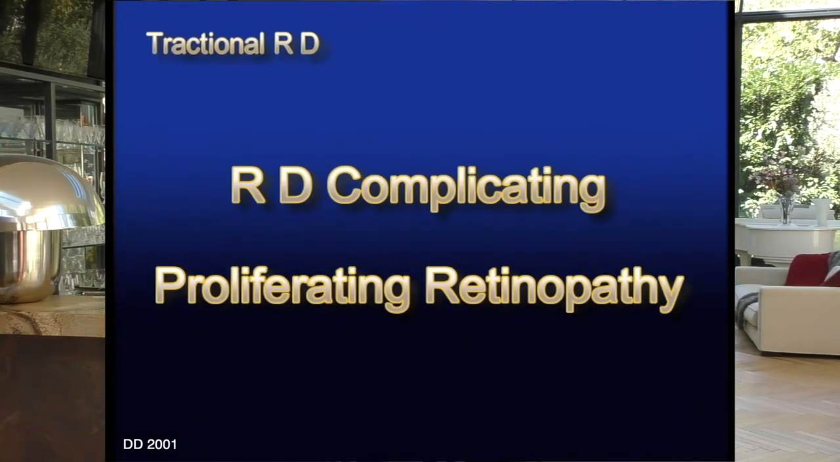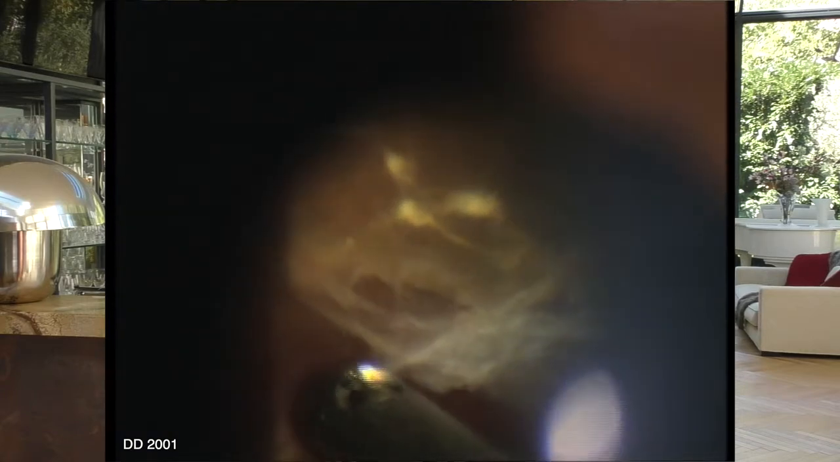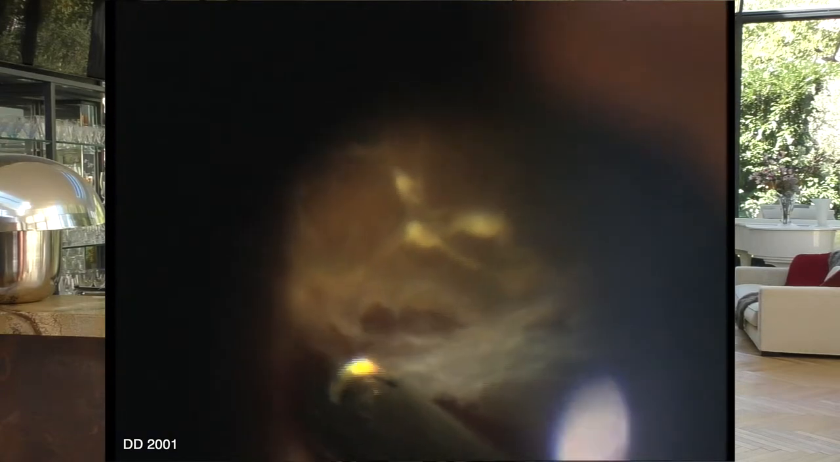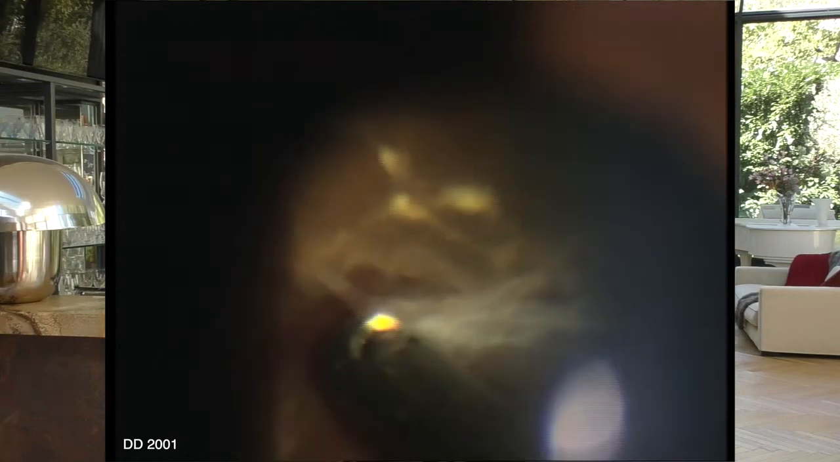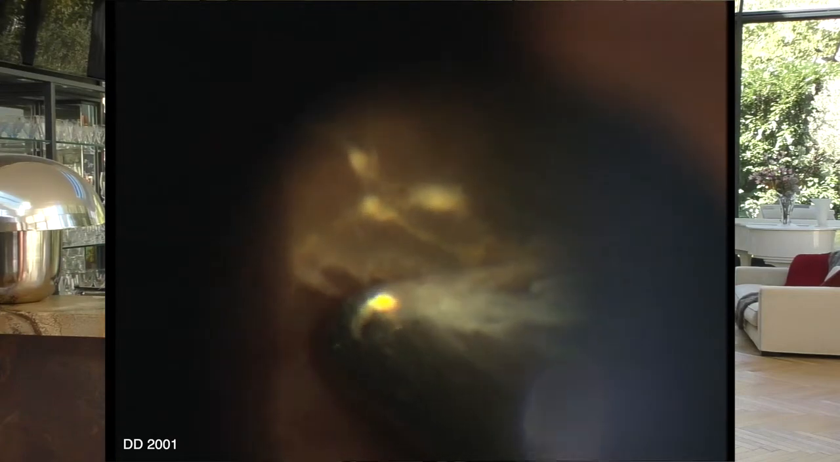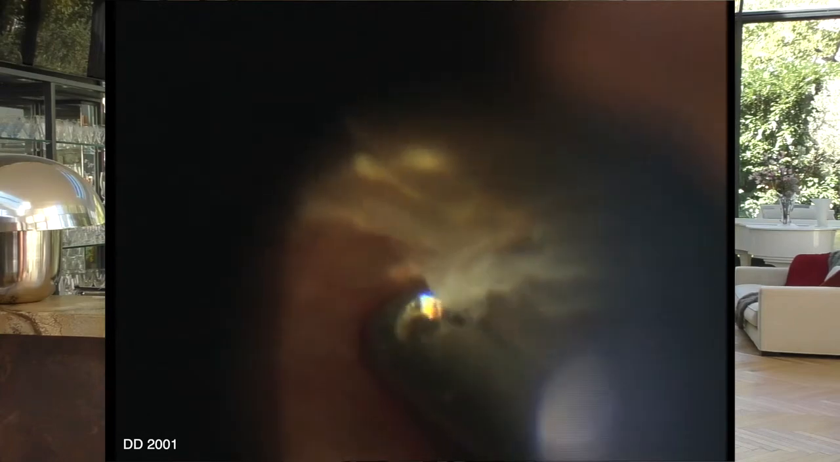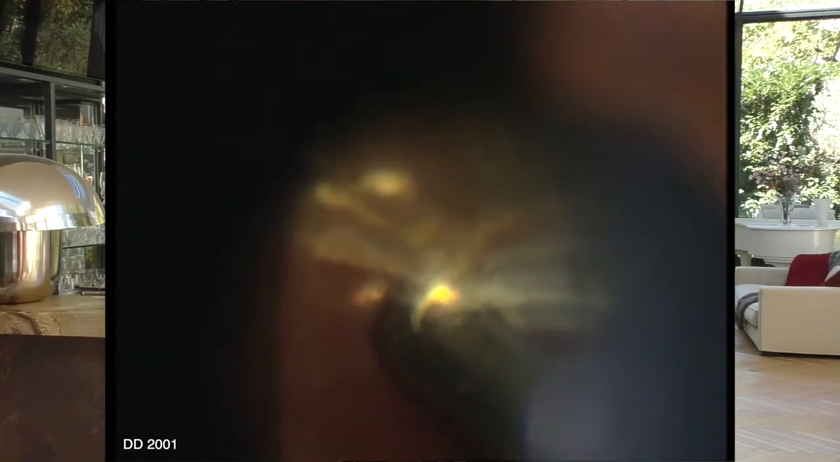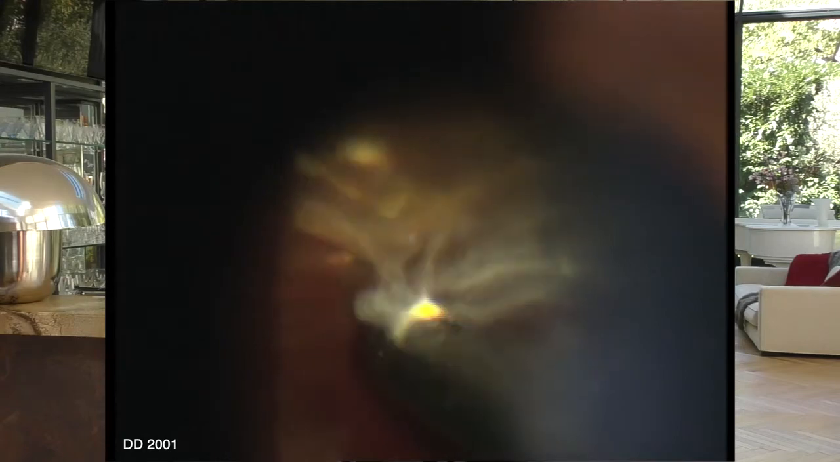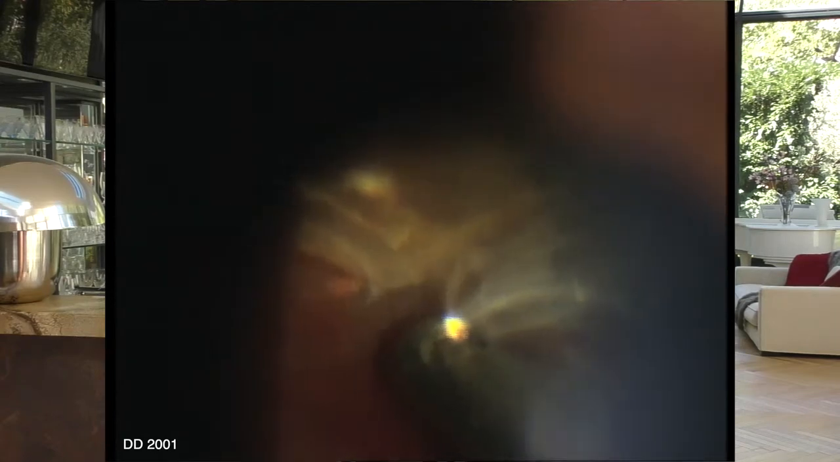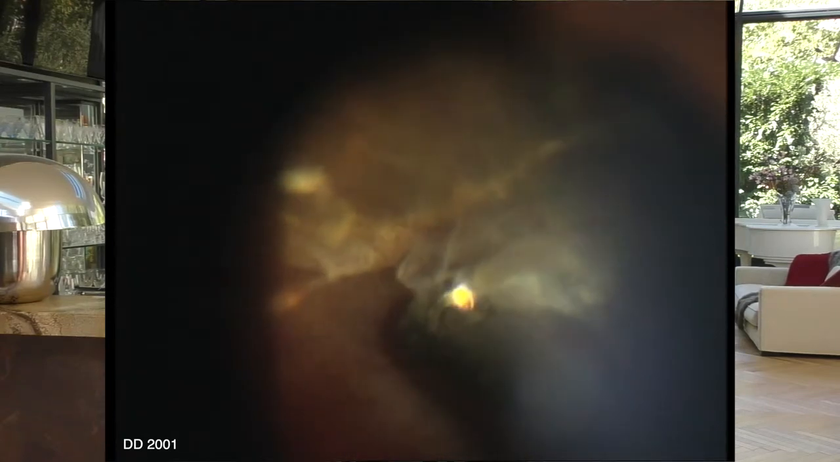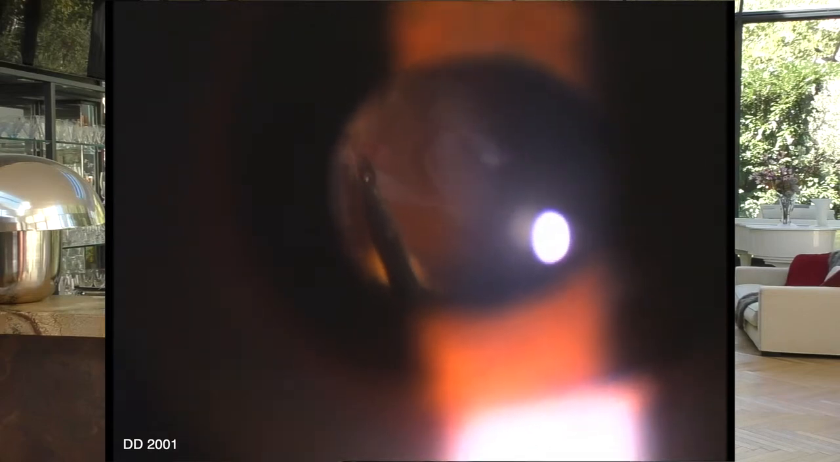Third and finally, we have RD complicating a proliferating retinopathy. The causes may be diabetes, as in this example, or one of the following: post-venous thrombosis, post-Eales disease, post-angiomatosis, sickle cell disease, or von Hippel-Lindau, as in this case.